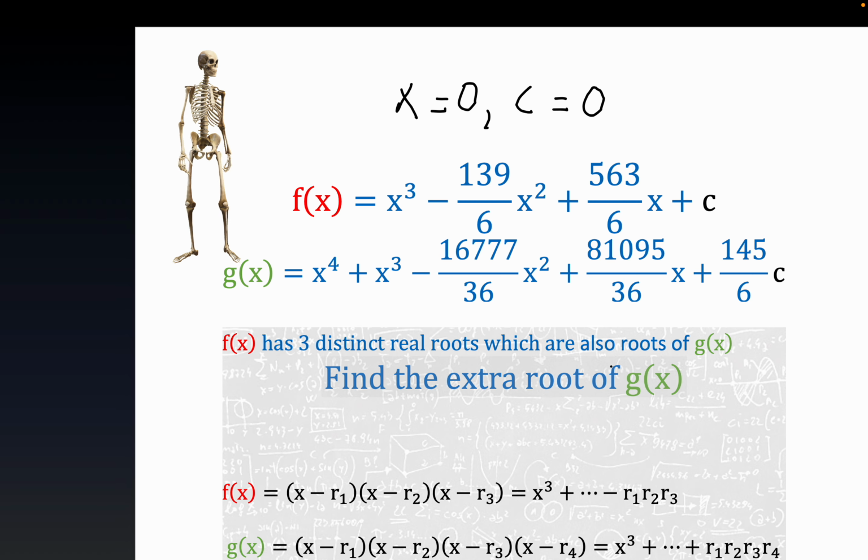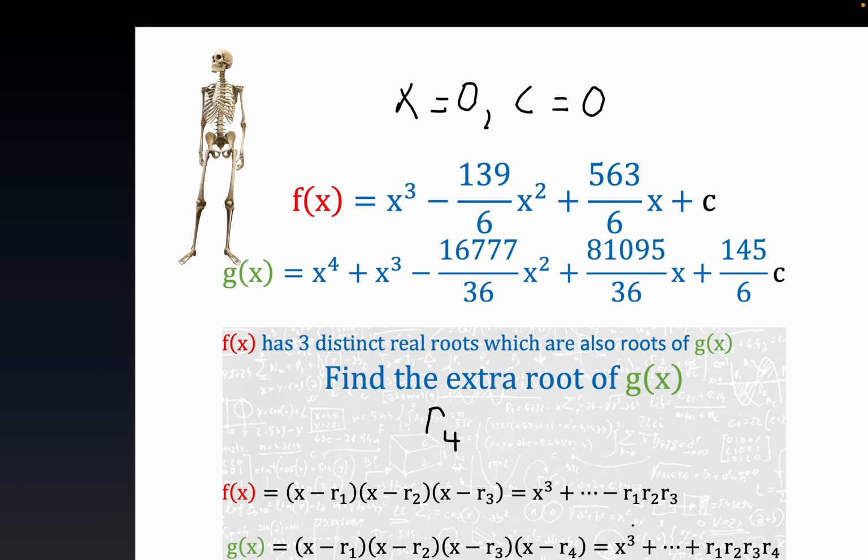Now we're given that f of x has three distinct real roots, which are also roots of g of x. In other words, the cubic has three distinct roots, and those three distinct roots are also roots of g of x. And we want to find the extra root of g of x, and let's give that a name. We'll call that r sub 4. Now, down here, when you expand out f of x, it has the three distinct roots, r sub 1, r sub 2, r sub 3.